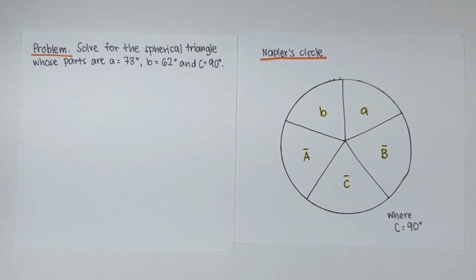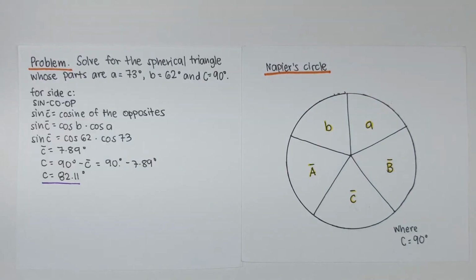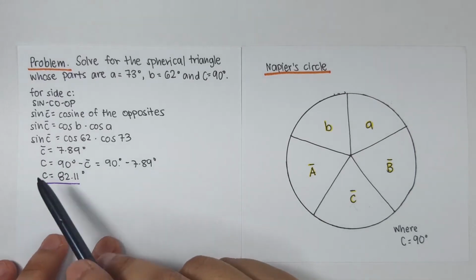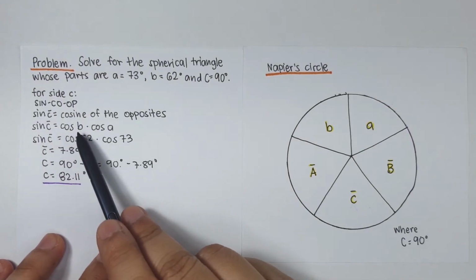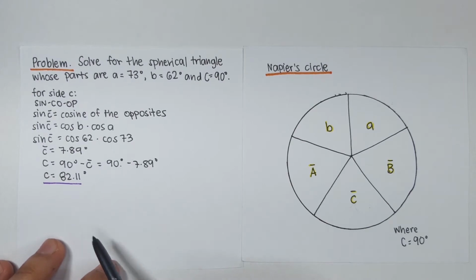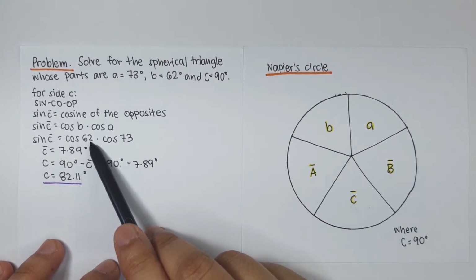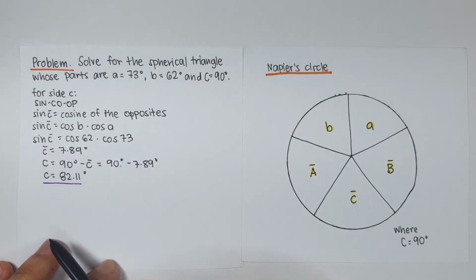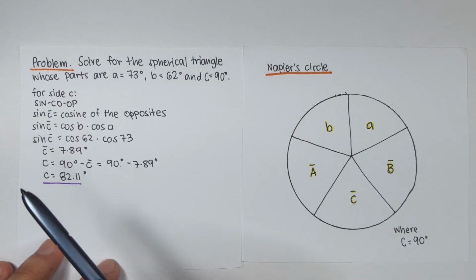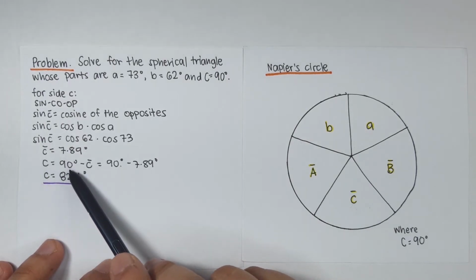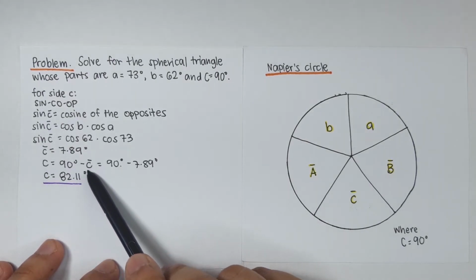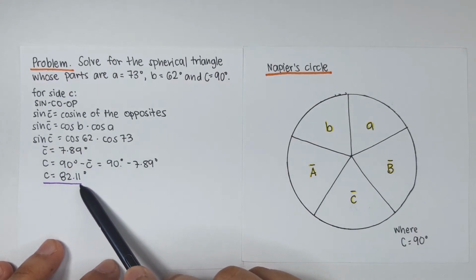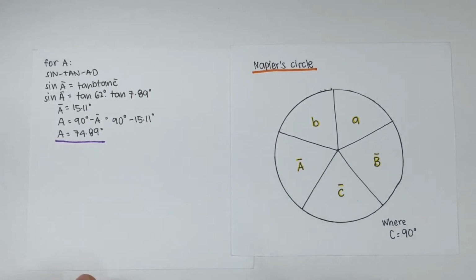So to solve for side C, we can use the sine co-op rule. That is, sine of C bar is equal to the cosine of its opposites. So that is sine C bar is equal to cosine B times cosine A. So we have sine C bar is equal to cosine 62 times cosine of 73. So C bar is equal to 7.89 degrees. But take note, this is not our final answer because C is equal to 90 degrees minus C bar. So side C is equal to 82.11 degrees. So now we know side C.